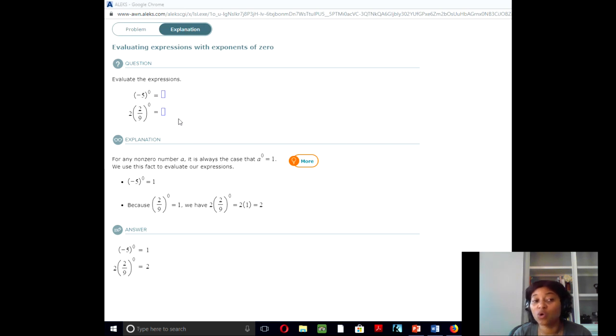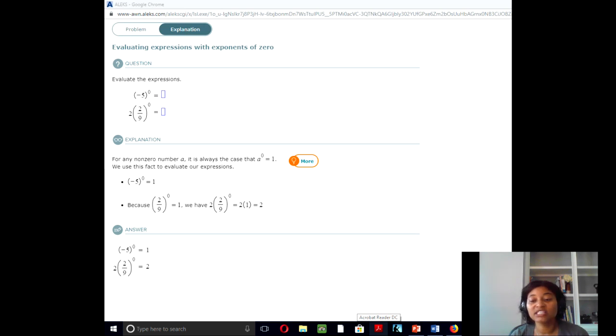As you can see, you have in parentheses a -5, close parentheses with an exponent of 0, so the response for that is 1. And then in the next problem, you have a whole number of 2, but in parentheses you have 2/9, close parentheses with an exponent of 0. So you also know that the sum of what's inside the parentheses is 1. So then you will multiply 2 times 1, which will give you a response of 2. And you can see the answers here.